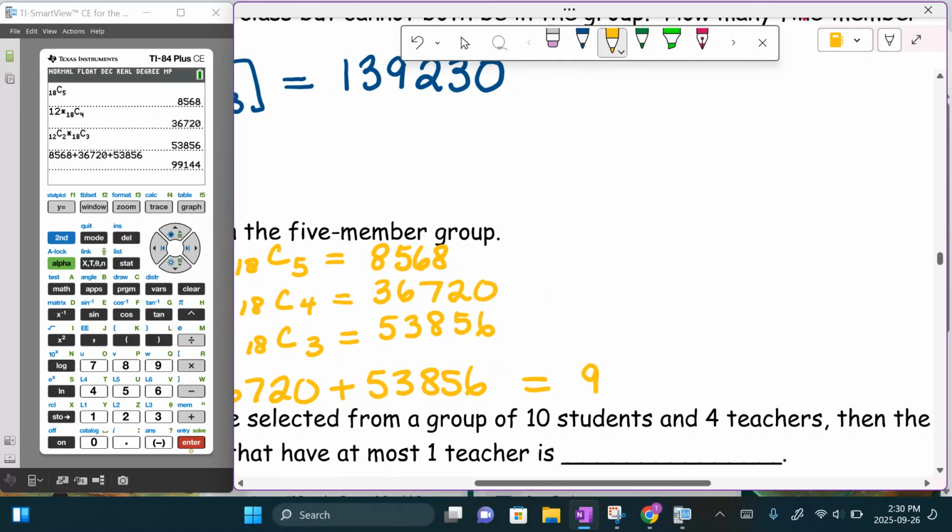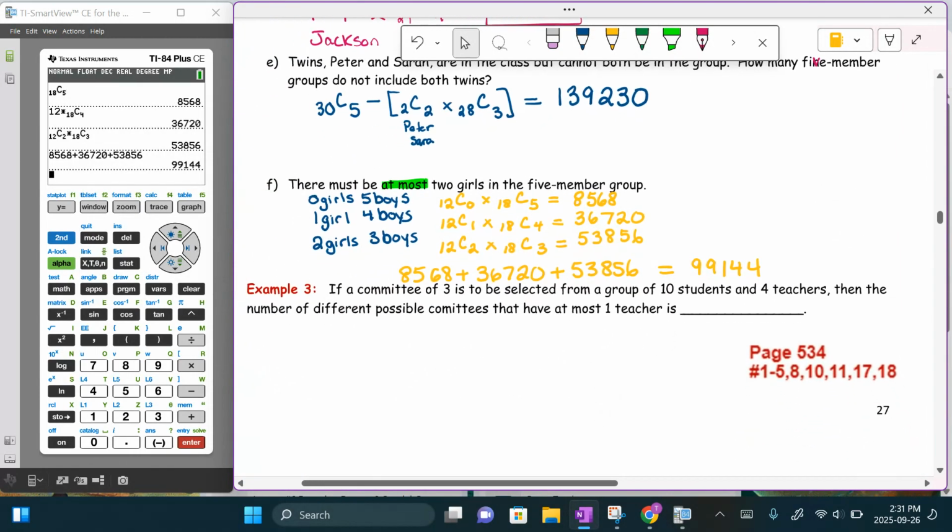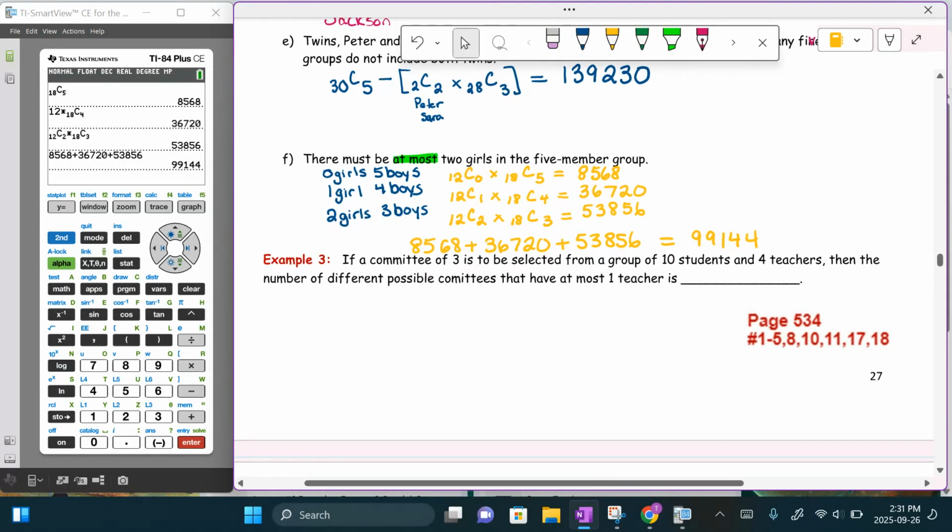Right, so 99,144. Is that what you guys got? Still typing it in. Hope I typed it in all right. I think I did. I think we're good. Are we good so far? Good, good, good. Kate, do the next one.